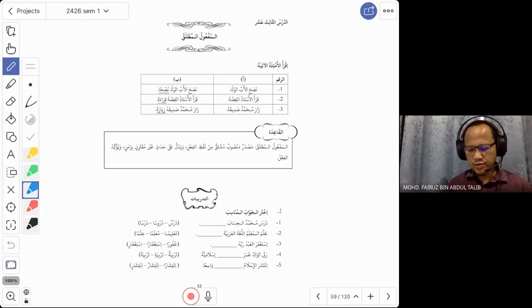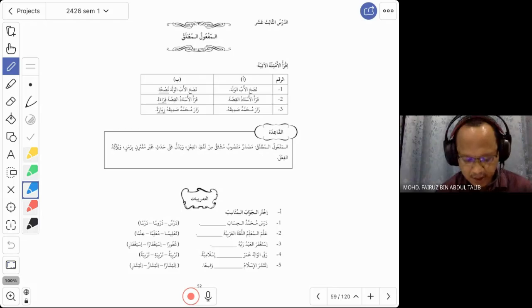So we continue with lesson 13. This is a new topic. All of the previous lessons were in the sarf. In the sarf, we talked about the wazan and the changes. Now we move to nahu, to syntax. This is where you will use whatever you have learned in the previous lessons in order to form new words in your sentences.